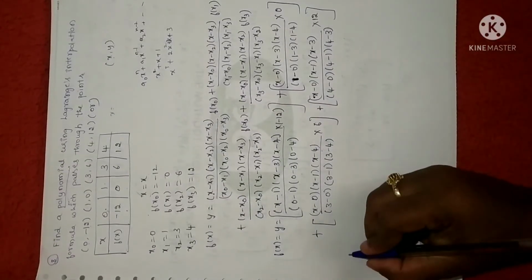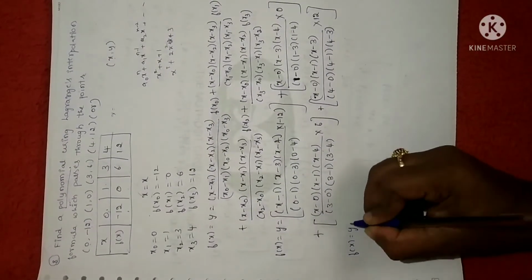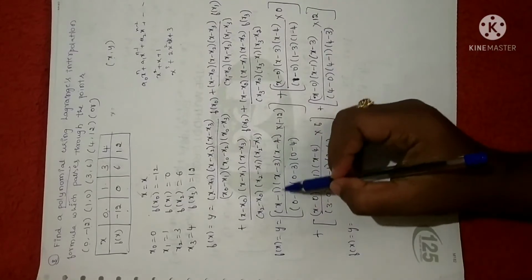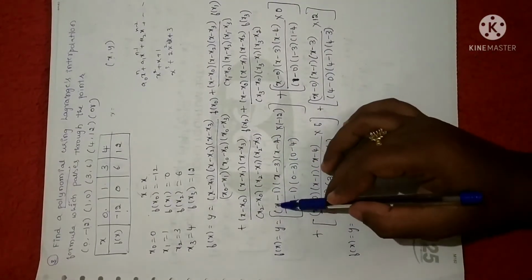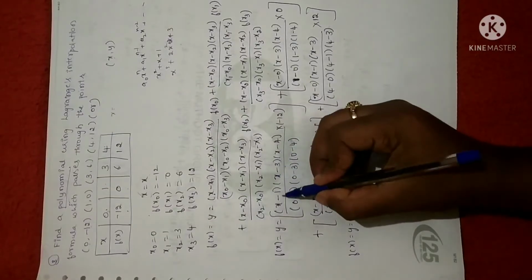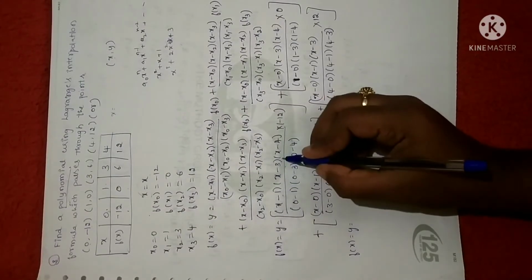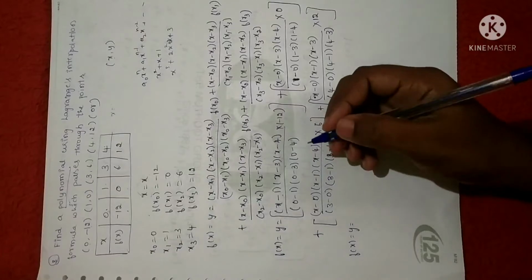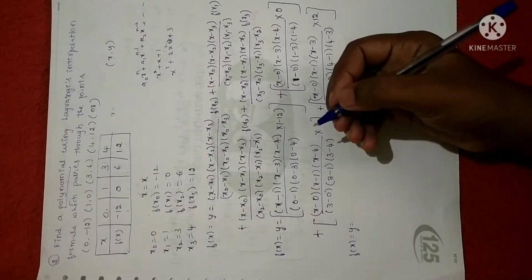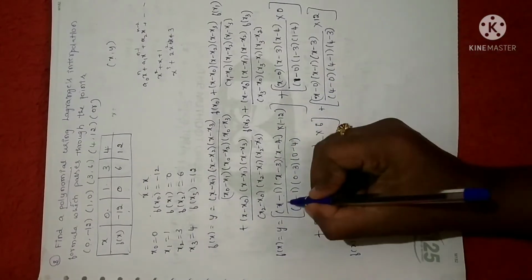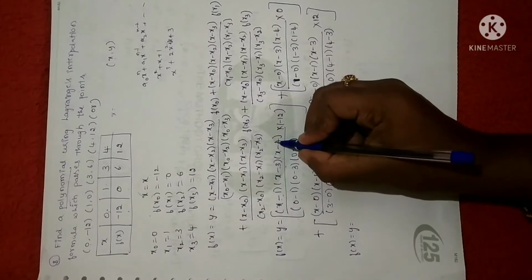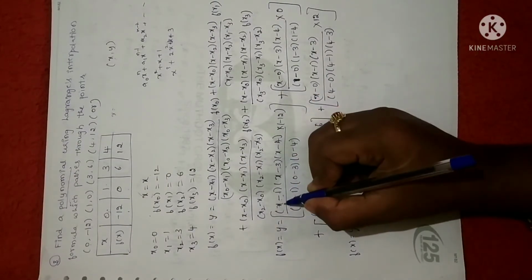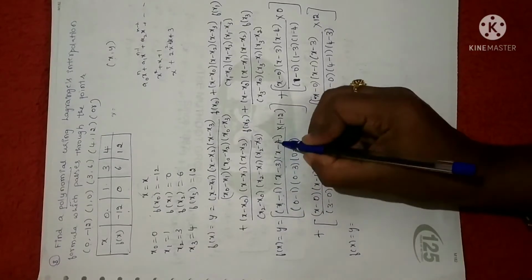Now we need to simplify this in order to get a polynomial. So far we used a calculator to find the values where we know the values of x. But in this problem the x value is unknown, so we need to simplify. Simplify in the sense that we have to multiply term by term. Either you can multiply these two first, or afterwards you can multiply these two, one and the same.